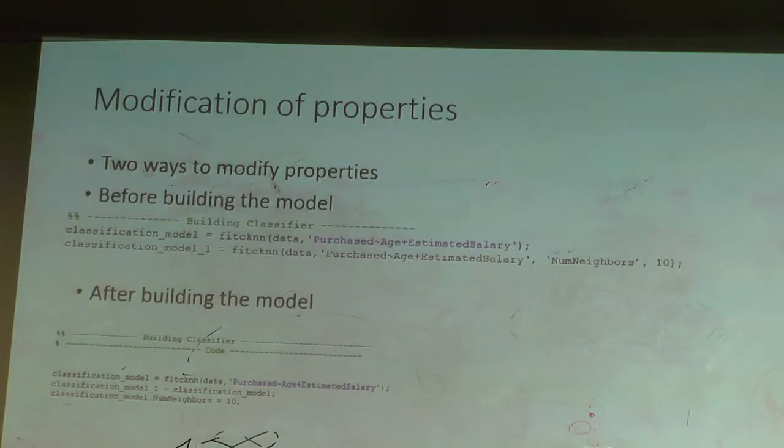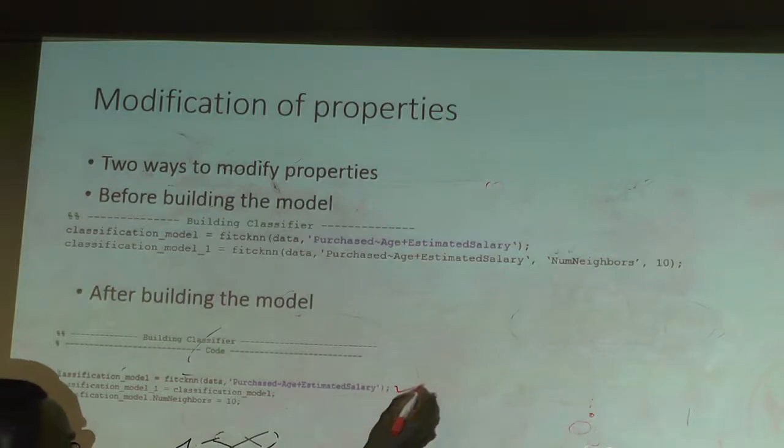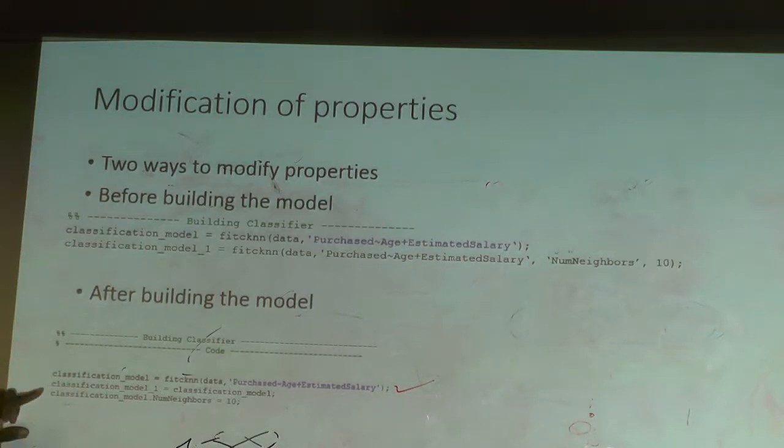Now, if you want to modify something after the model, this is the way to go. Remember, you compute your model, then you create another classification model 1, and you say it's equal to this classification. Now, what property do I want to change in the new model? I want to change the number of neighborhood. It will be dot number of neighborhood. By how many? From 5, I want to go to 10.